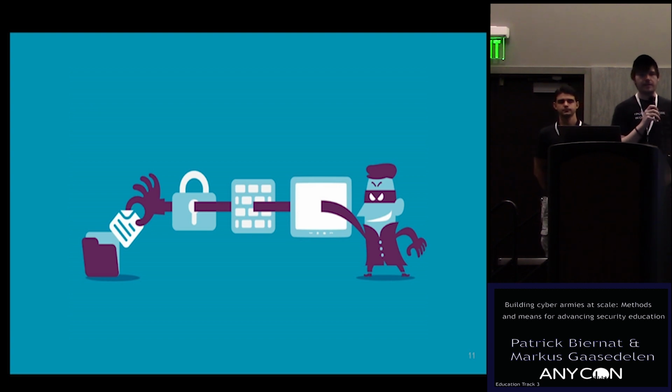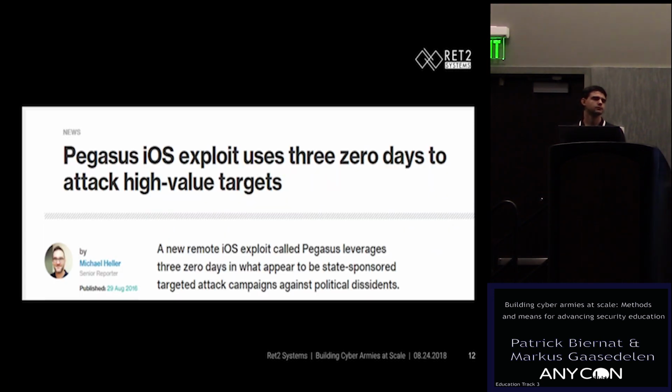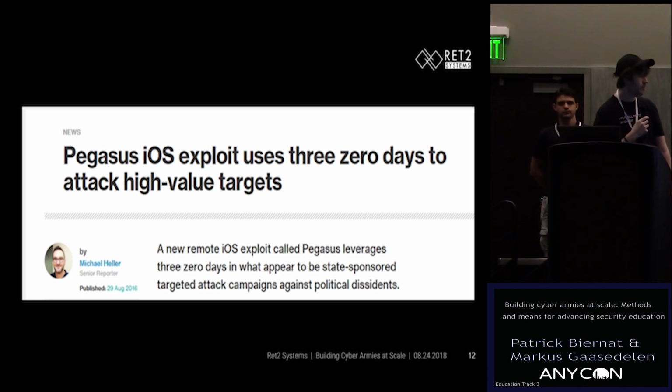So the right chain of exploits can be used to break into virtually any device or system to steal sensitive information, install persistent malware, stuff like that. A great example of exploits in action happened in summer 2016, almost 2 years to the date, in August, where an iOS exploit was discovered in the wild by a group of security researchers. This was the first time that an iOS exploit was actually found in the wild, which is kind of a big deal.